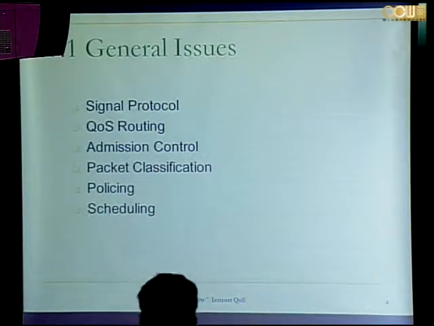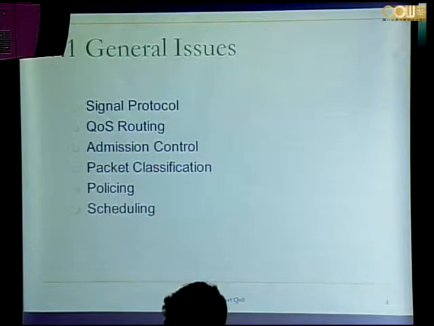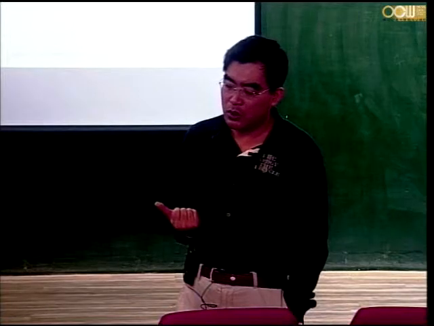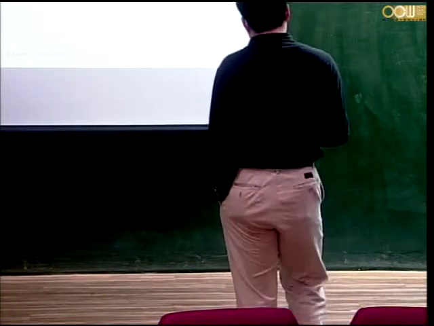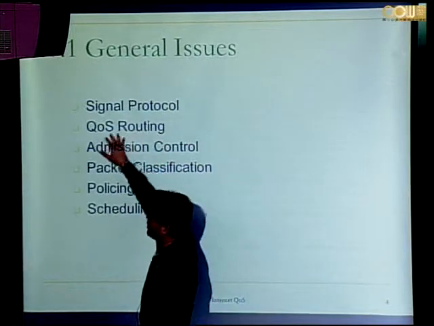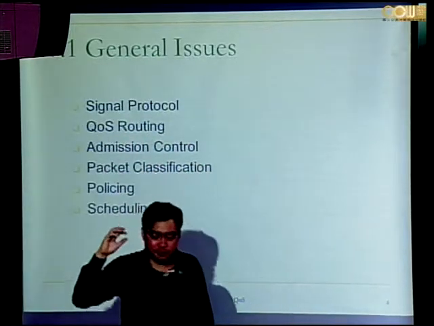And then the network needs to do what? QoS routing, meaning you need to route the flow or the connection to a path with enough bandwidth. It needs to route the flows to the path with enough bandwidth. That's the job of QoS routing.